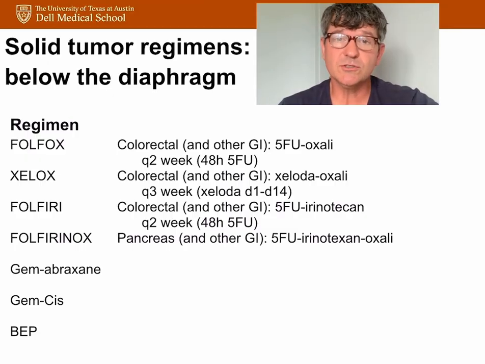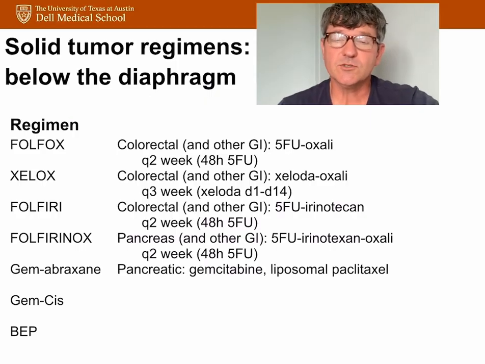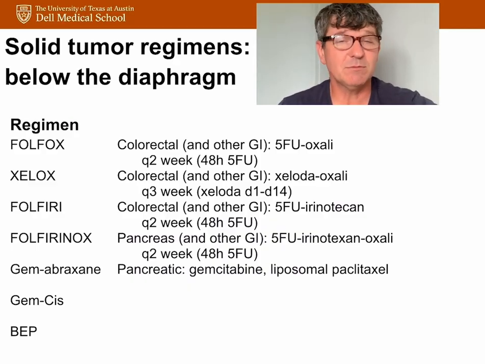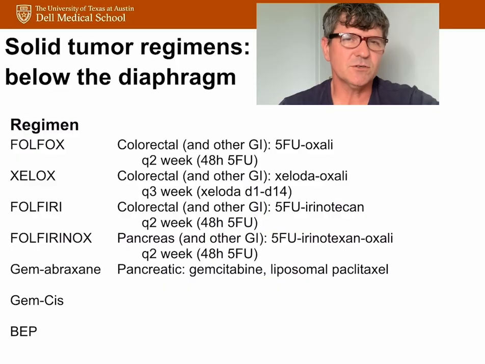Okay, so those are like the colorectal cancer regimens, the gastric cancer regimens. Then the biliary regimens are a little bit different. So FOLFIRINOX is used in pancreatic cancer, and then the other regimen for pancreatic cancer would be Gem-Abraxane. So Abraxane is a brand name liposomal paclitaxel, so it's the Taxol, but it's in these liposomes, so that reduces the neuropathy. It does increase the cytopenias, and there's some swelling and other things associated with it.